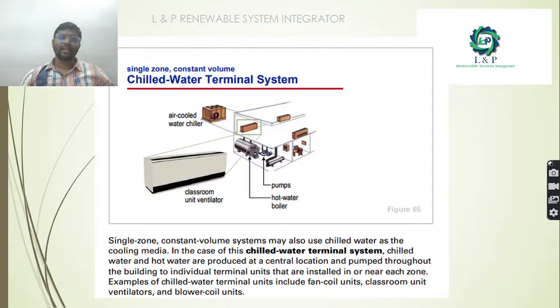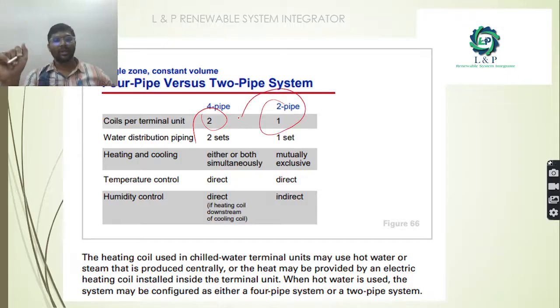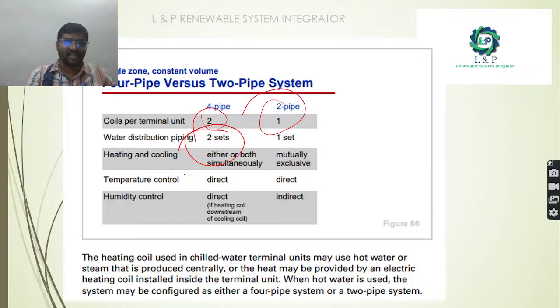Next is the chilled water terminal systems. We can use classroom unit ventilators also in order to establish the cooling inside it. So in the single zone constant volume, you can use either a 4 pipe or a 2 pipe system. If you are going for a 4 pipe system, coils per terminal unit should be 2. If it is a 2 pipe system, it should be 1. And water distribution piping is 2 sets in the 4 pipe system, whereas in the case of the 2 pipe system it will be 1 set.